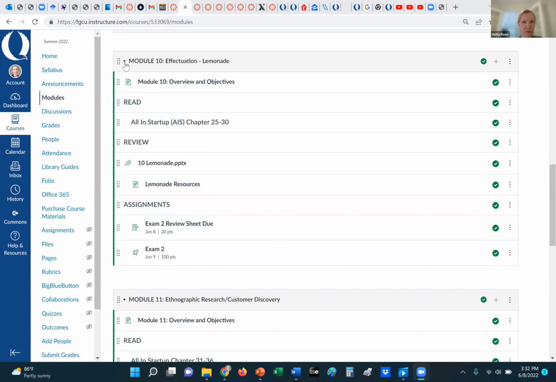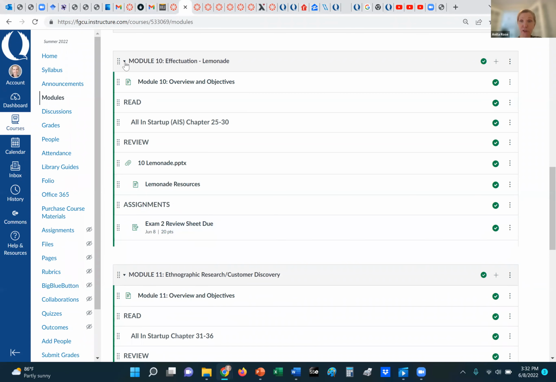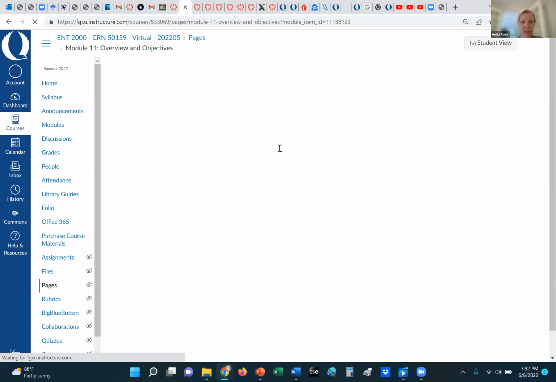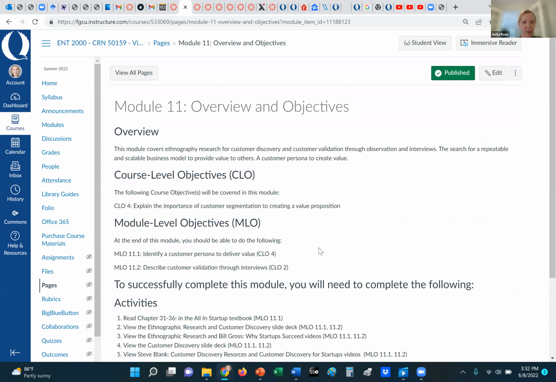All right, so next, let's go into Module 11. So here we are now, Module 11. We'll take a look at our objectives and the overview. And here we can see that our course objective for Module 11 is to explain the importance of customer segmentation to create a value proposition. So that's what we're going to be working on now.